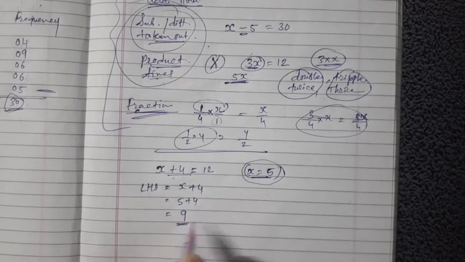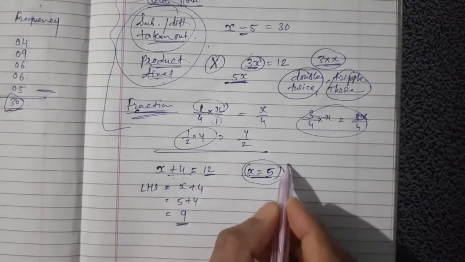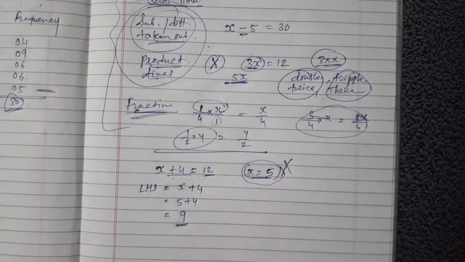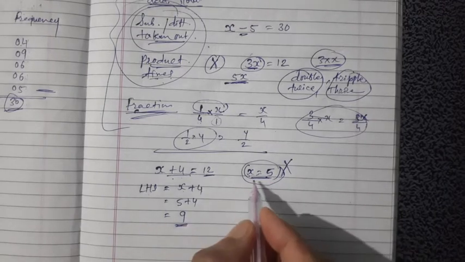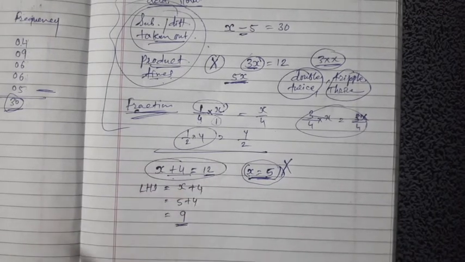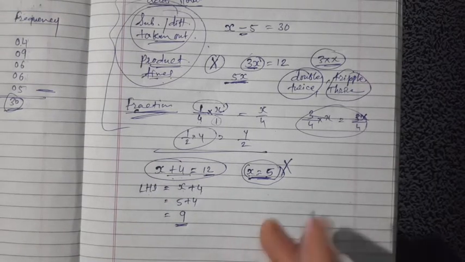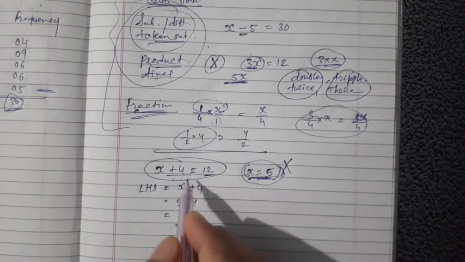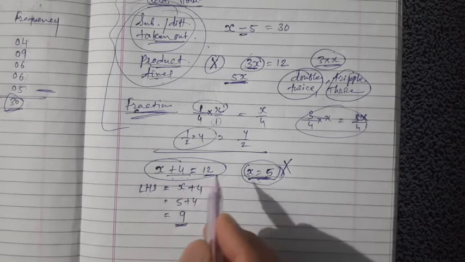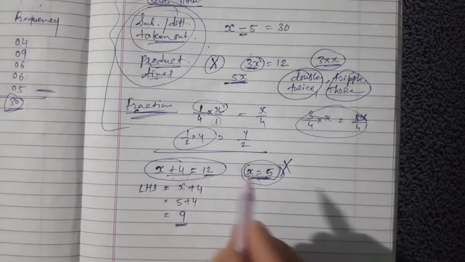Okay. Now check the right side. Are they equal? No. Means x equal to 5 is not a solution of that equation. It does not satisfy the given equation. Means that is not a solution of the equation.